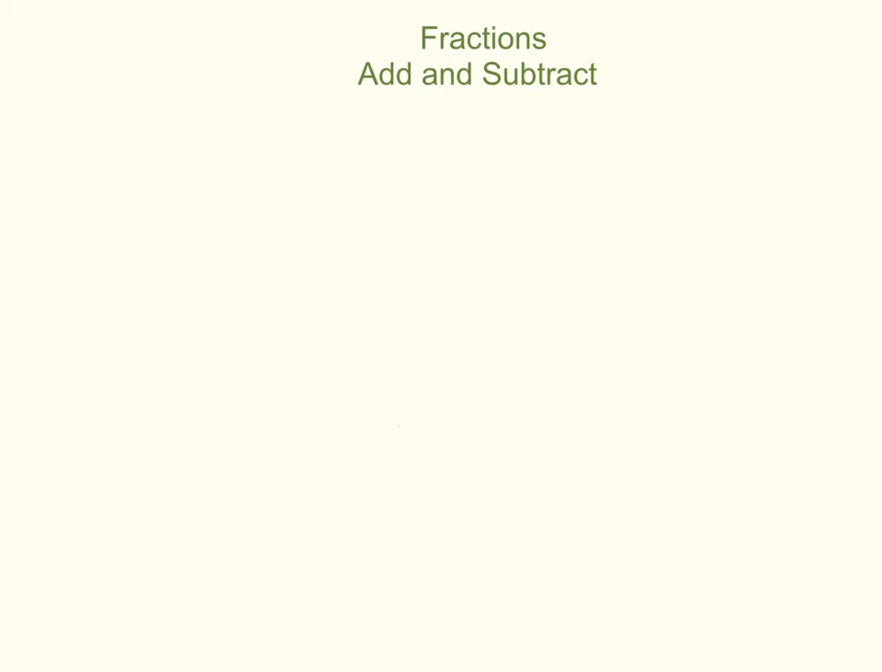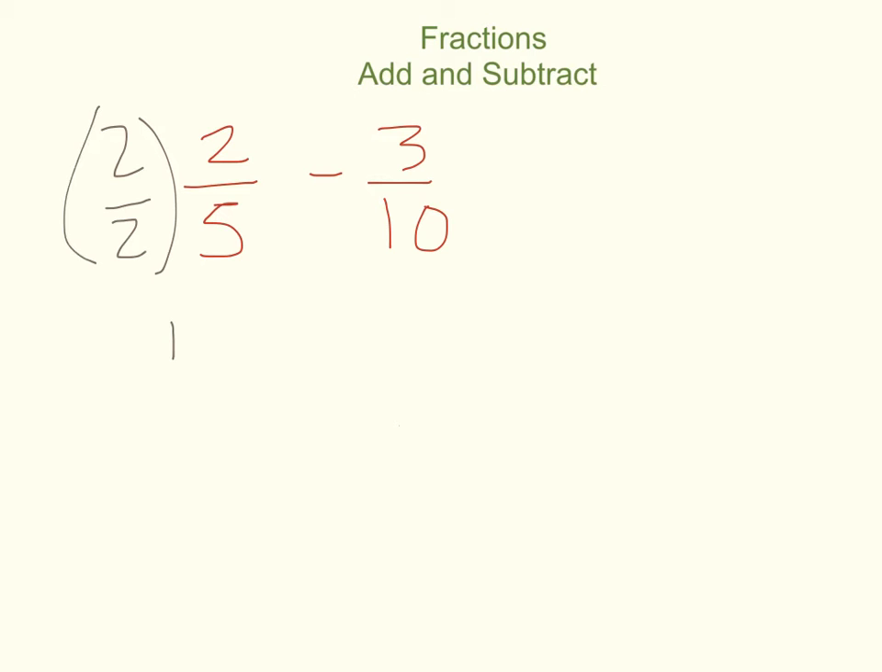So like I said, subtraction is pretty much the same exact thing. So we'll say 2/5 minus 3 over 10. So in this case we're going back to something that's a little simple, because we could just multiply this side by 2 over 2. So we get 4 over 10 minus 3 over 10.